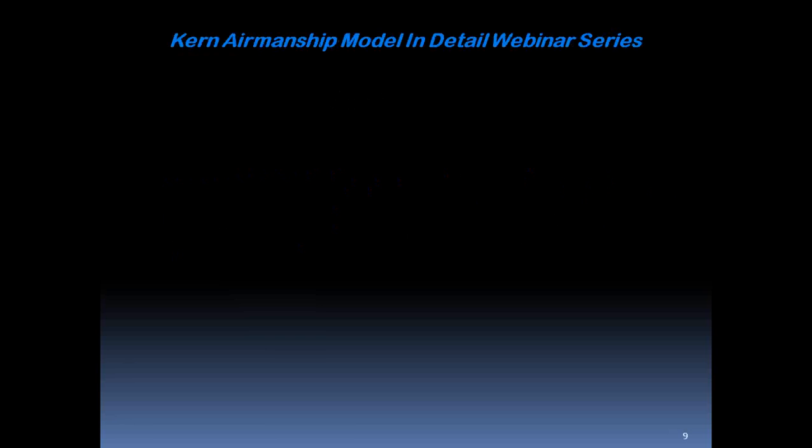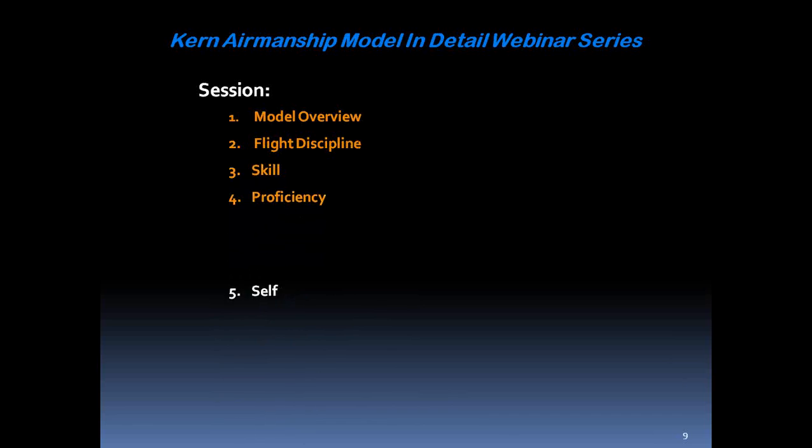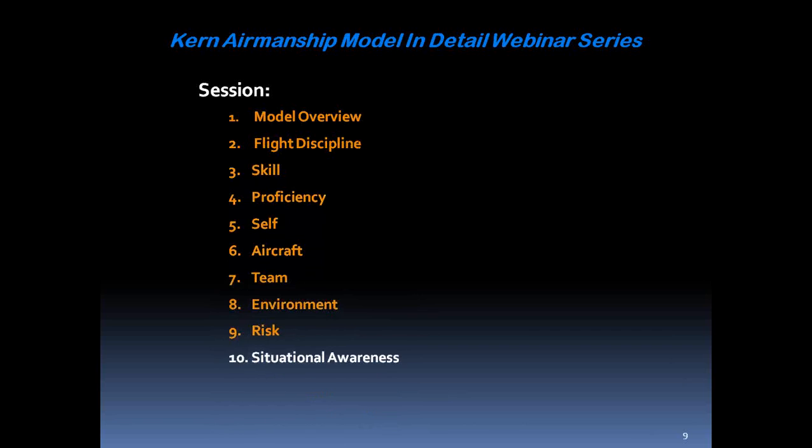The Current Airmanship Model in Detail webinar series consists, as I mentioned, of 11 sessions. This is the first session. We're going to look at the overview of the current airmanship model. And then session 2, we'll look at flight discipline, then skill, proficiency. In session 5, self, aircraft, team, environment, risk, situational awareness in session 10, and finally judgment in session 11.